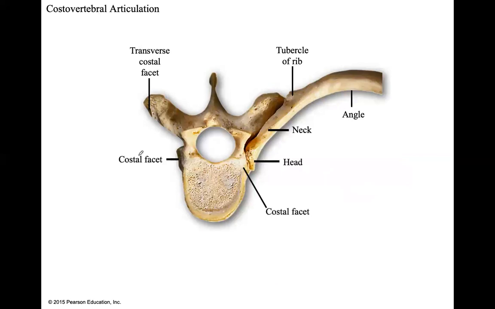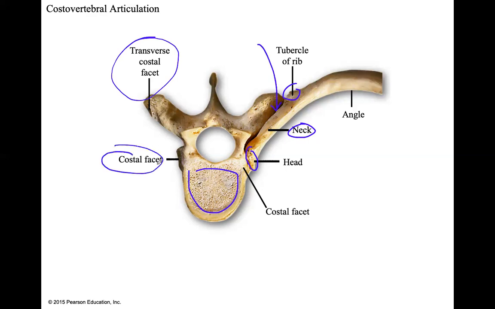You can see here from this view, here's the vertebral body. And look, here's the head of the rib. Here's the neck. And here's the tubercle of the rib. And they're all making contact with those facets. Okay, here's the transverse costal facet. That's what we see here, the transverse costal facet. Here's the costal facet. It's either the superior or inferior on this side.